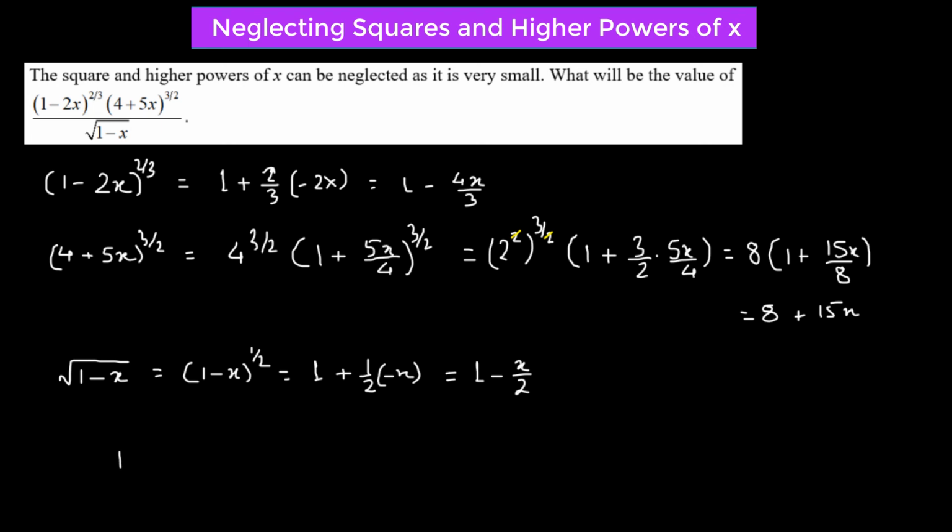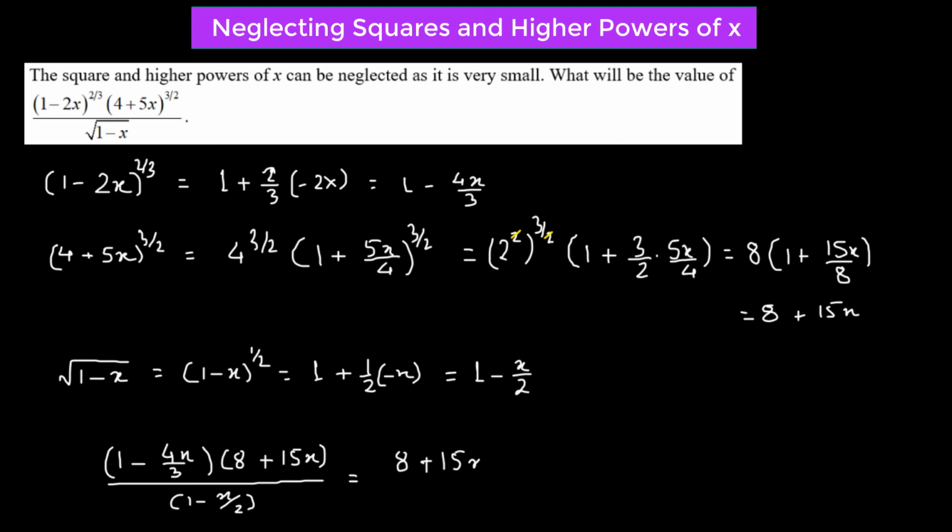Now let us go ahead and plug in all these approximate values into the given expression. We'll have 1 minus 4x over 3 for the first expression, multiplied by 8 plus 15x, whole divided by 1 minus x over 2. Then we FOIL the two expressions in the numerator. So we'll have 1 times 8 is 8, plus 1 times 15 is 15x, minus 4 times 8 is 32 over 3 x. And then we bring the expression in the denominator to the numerator, and that would be simply 1 minus x over 2 raised to the power of negative 1.